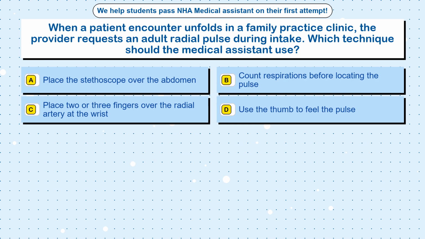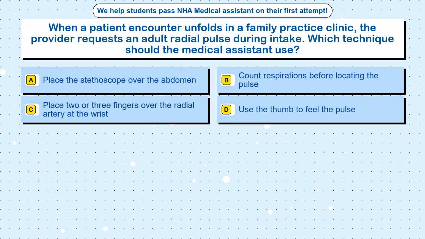Question 29. When a patient encounter unfolds in a family practice clinic, the provider requests an adult radial pulse during intake. Which technique should the medical assistant use? Option A. Place the stethoscope over the abdomen. Option B. Count respirations before locating the pulse. Option C.